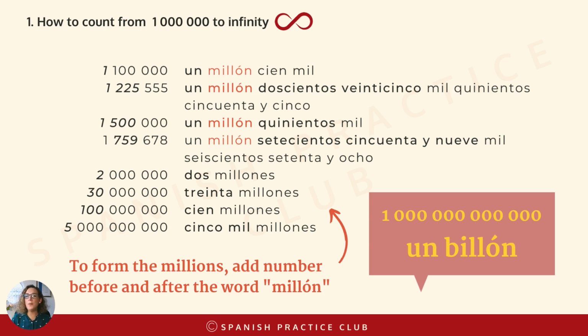If we have more than 1 million, so if we've got 2 millions, for example, we need to pluralize the word millón and make it millones. So add the es to make the plural, and then we just add the digit before it. So to say 2 million, 2 millones. Or to say 30 million, 30 millones. And so on and so forth. And if you just keep counting, we get to 1 billion, with B for Bravo, which in Spanish would be un billón.